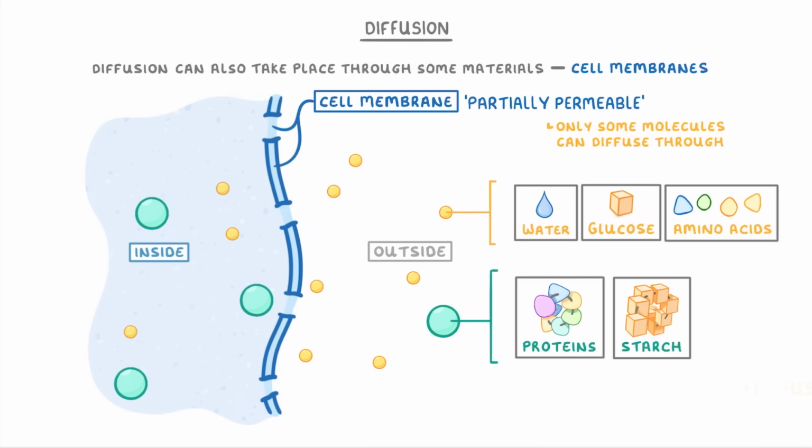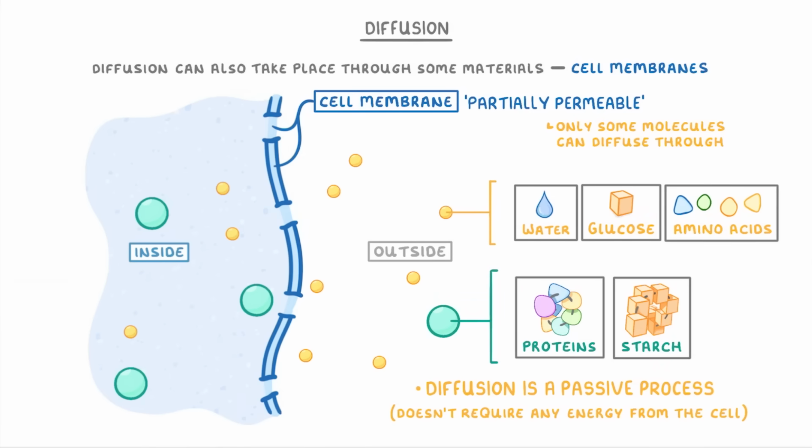Another thing to point out here is diffusion is a passive process. This means that it doesn't require any energy from the cell. It's just the random movement of the particles themselves that results in diffusion.